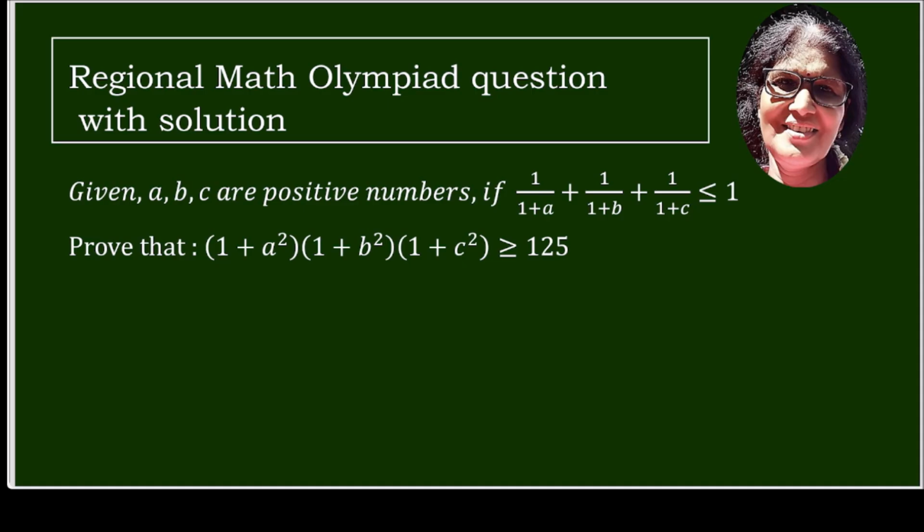Today the question is from one regional maths Olympiad from India. Given a, b, c are positive numbers, if 1 over 1 plus a plus 1 over 1 plus b plus 1 over 1 plus c is less than or equal to 1, we have to prove the product of (1 plus a square), (1 plus b square), (1 plus c square) is greater than or equal to 125. So let's proceed.